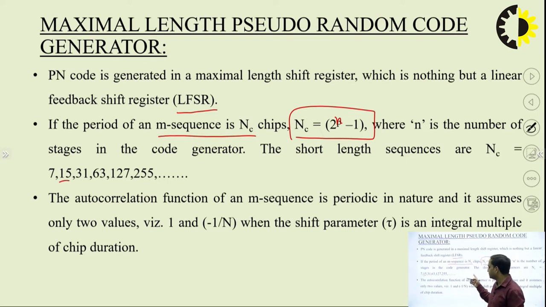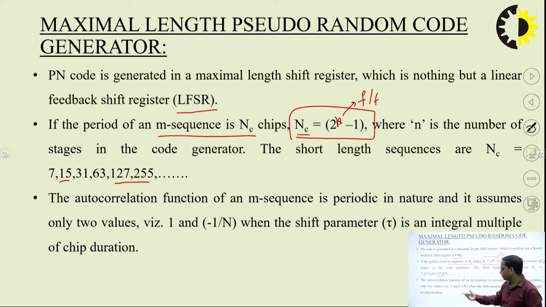So when we use this expression, n is the number of stages, or the number of flip-flops as well. So we can say n is the number of flip-flops or the stages or the memory elements. In that case, we can find the number of PN codes. You can put the values of n, that is 3, 4, 5, 6, 7, 8, and based on that we can get the sequence 7, 15, 31, 63, 127, 255. These are the lengths of the PN code, okay?